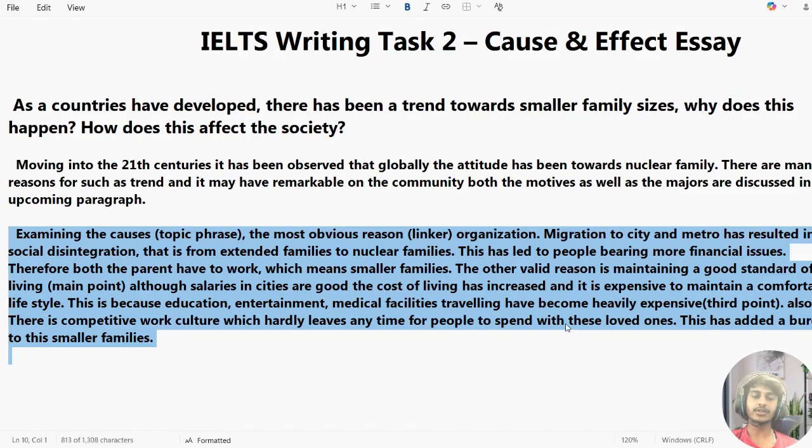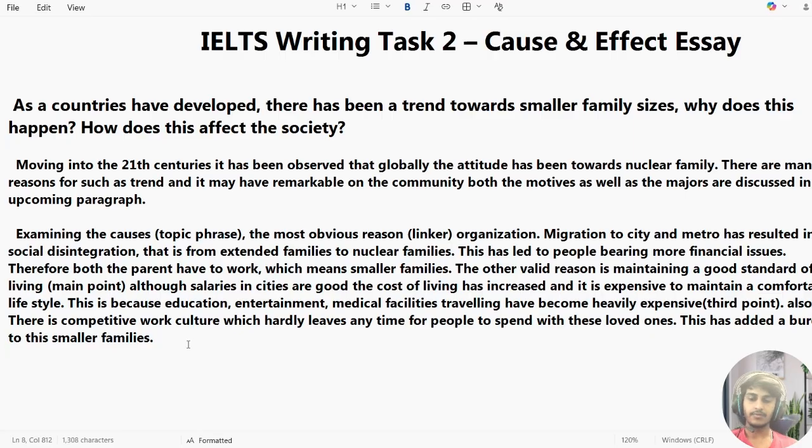Competitive work culture, modern reality. Today's work culture is very competitive. People face long working hours, stress, targets, job insecurity. Because of this, people have less time and less energy for family time. So they choose smaller families to manage life better. Now we move to body paragraph 2.